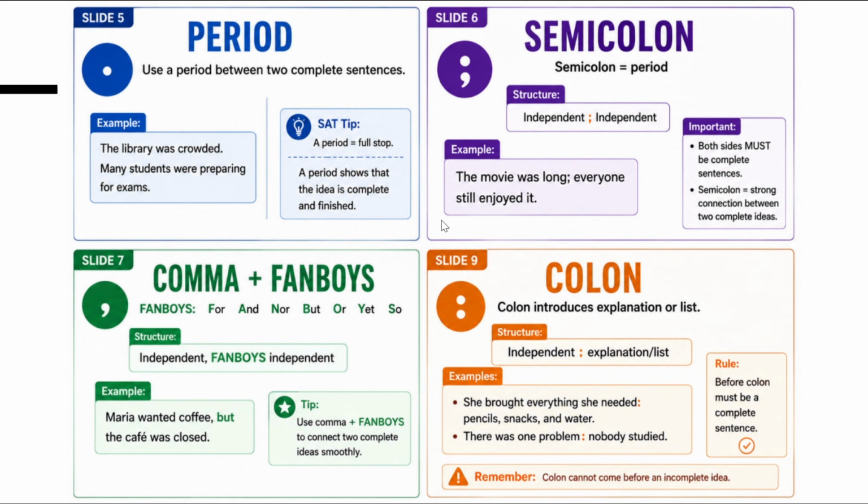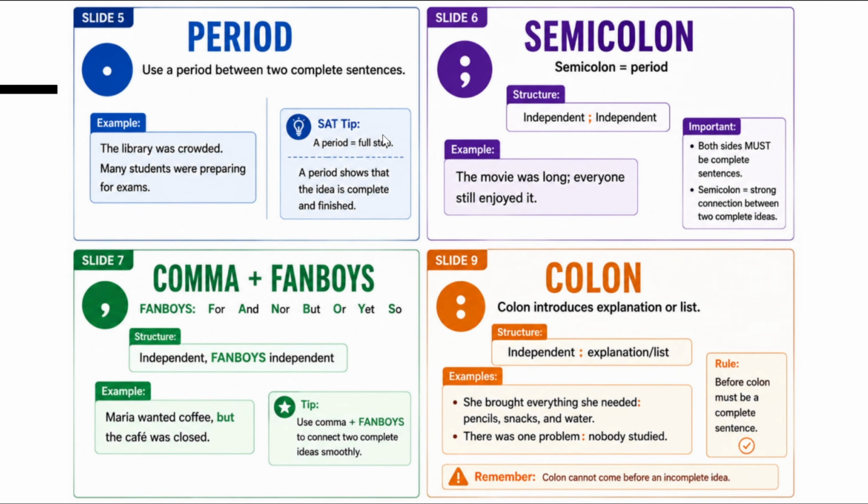Now let's study each punctuation mark more carefully. Period. Let's start with the easiest punctuation mark, the period. We use a period between two complete sentences. Example: the library was crowded. Many students were preparing for the exams. Both ideas are complete. A period shows the thought is finished. Quick ACT tip: if both sides can stand alone, a period is always a safe choice.